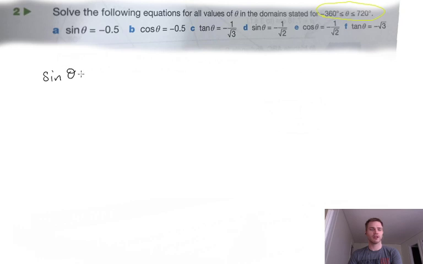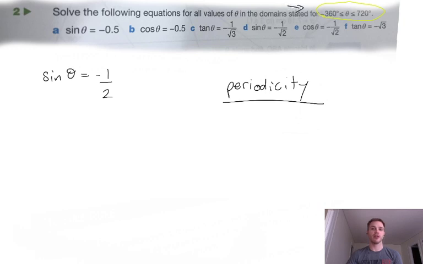So let's start with sine theta equals negative 0.5. I'm going to write this as negative 1/2. Now the best way to do this is to use the unit circle. You need to be pretty familiar with your unit circle in order to recognize that. You could also go to your calculator, but without that understanding of the unit circle, you're not going to understand the periodicity of sine. Periodicity, all right? And you won't be able to generate the rest of the solutions in that domain.